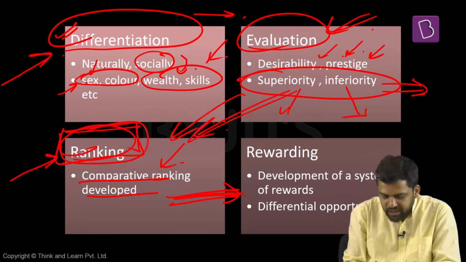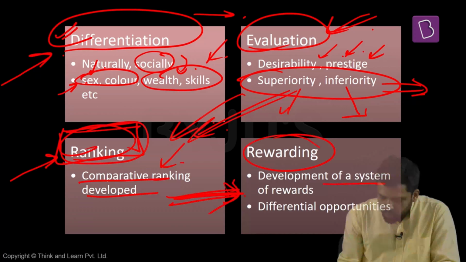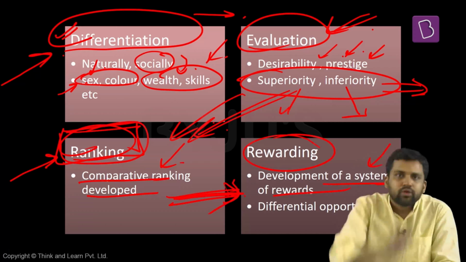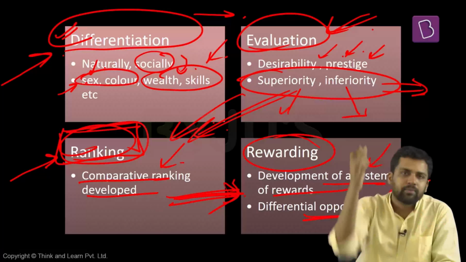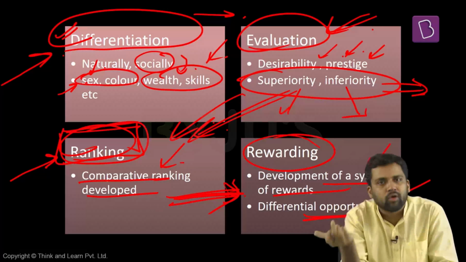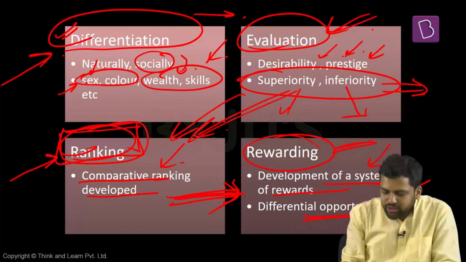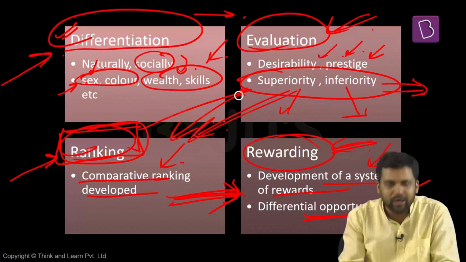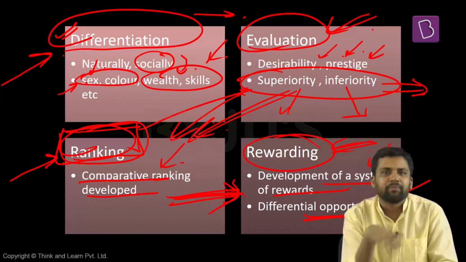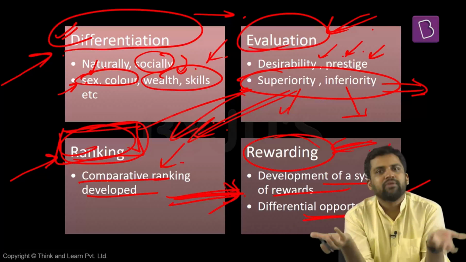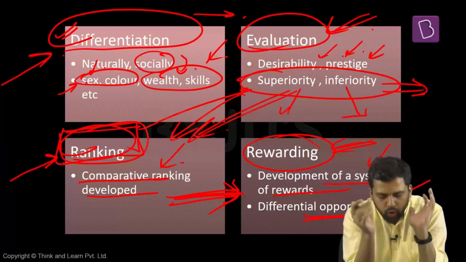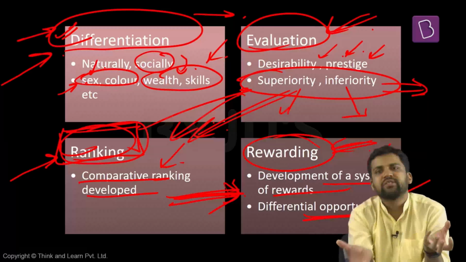Next stage, rewards are given on the basis of ranking. You are developing a system of rewards on the basis of this ranking. According to this ranking, opportunities are provided. Those who are higher up the hierarchy might be provided more opportunities. They might be given more rewards, more economic reward, prestige. So rewards are also different as per your rank, which again the society has created on its own. So now what has happened? Some differences existed in the society, some of these differences were natural, some were social. So from the differences, now we have created a system of stratification.